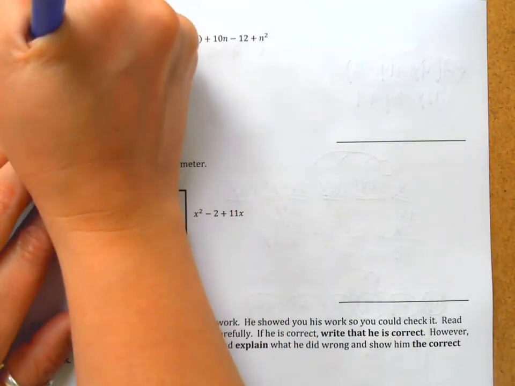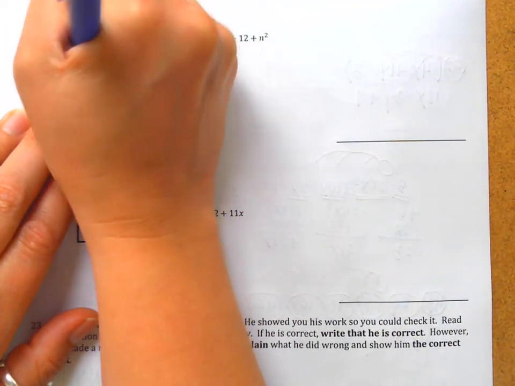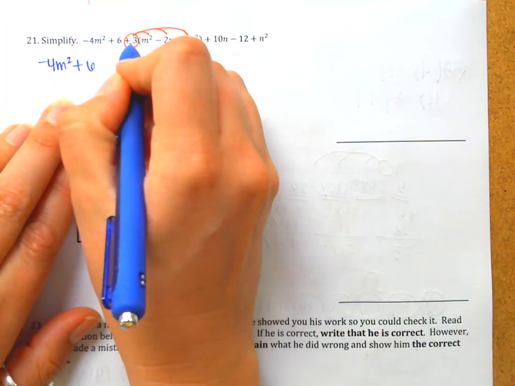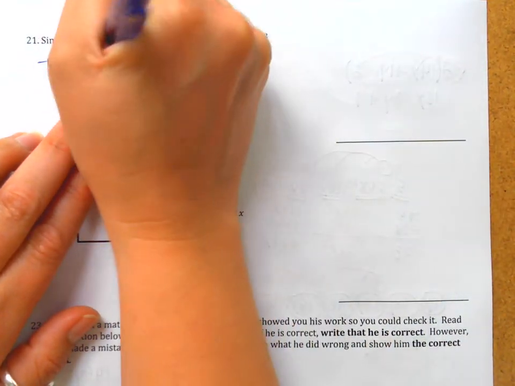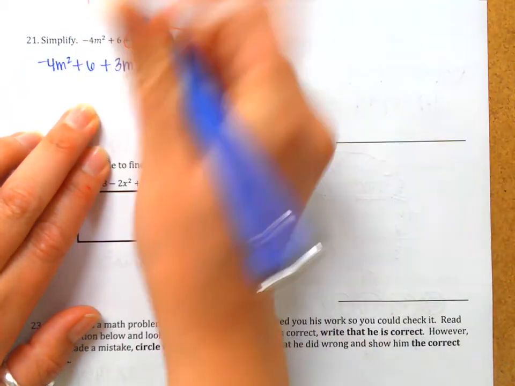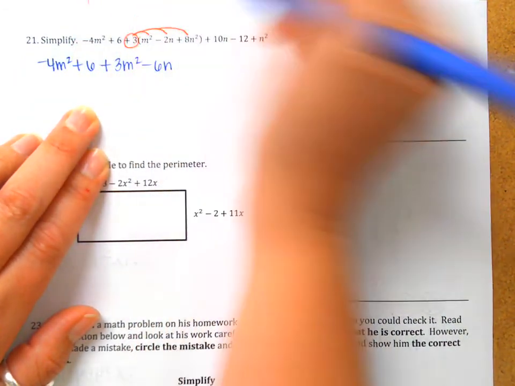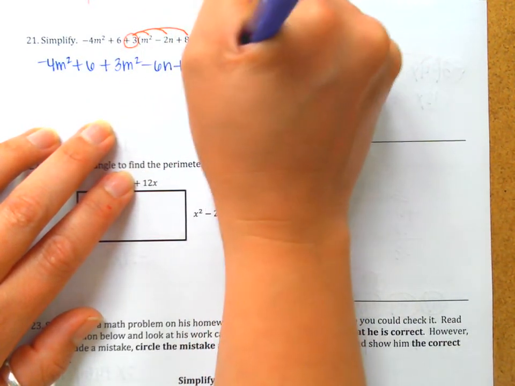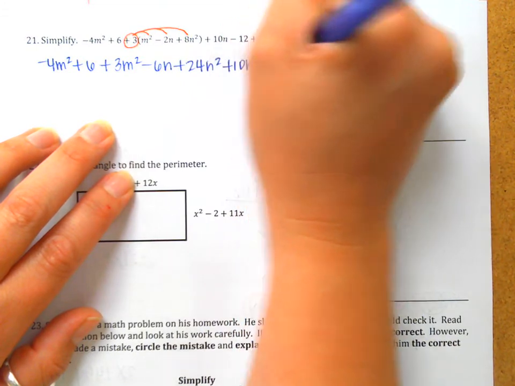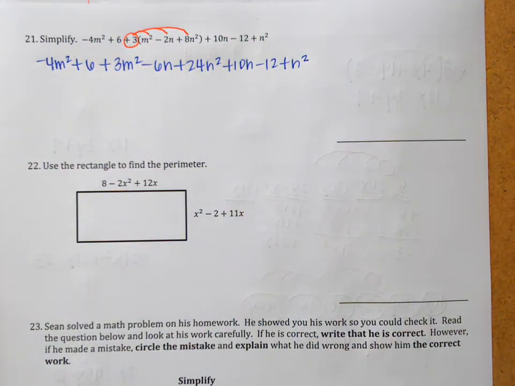So that's going to be negative 4m squared plus 6. That stays the same, but now 3 times m squared. Remember, that's just 3 times 1. So 3m squared. 3 times negative 2 is negative 6n. 3 times 8 is 24n squared plus 10n minus 12 plus n squared. Okay, so from there, we just start by combining like terms.